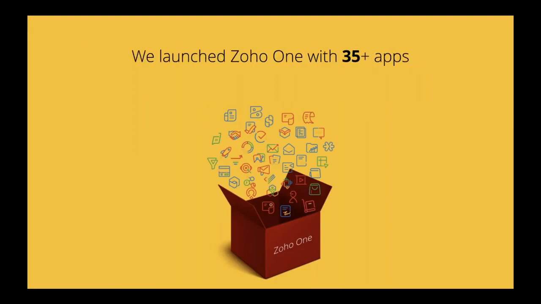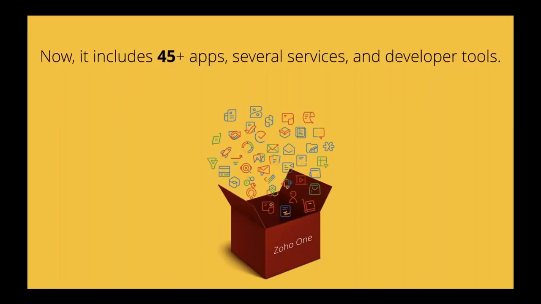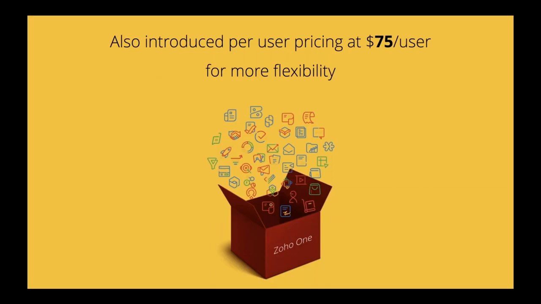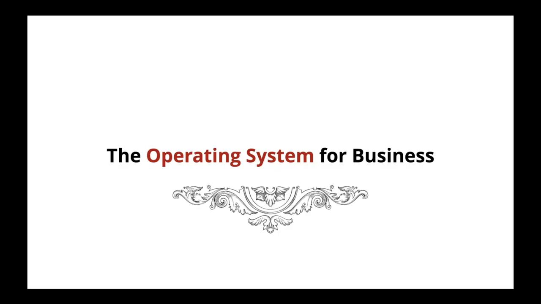When we launched Zoho One, we launched with 35 applications, and within 2 years, we've added 10 more, and we've added a whole bunch of other stuff. Meanwhile, the price has stayed the same. So the price is really aggressive, and it's because we're really trying to disrupt the industry. But ultimately, we're trying to pack as much value as possible. And ideally, we're trying to get these prices even lower, really, because that's what we want to do. So that is the operating system for business. That is all we're talking about today.